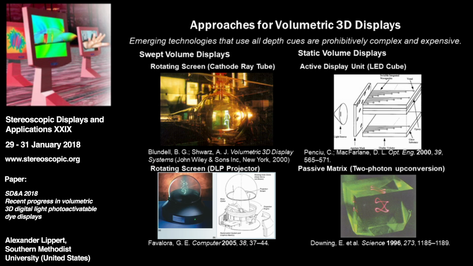More modern manifestations of this use a high-speed DLP projector, and we've seen this in a couple of talks already, and for us at least, this is a well-characterized benchmark that we aspire to. There are also static volume displays and active display units, but as chemists, we were really attracted to a type of display that uses 2-photon upconversion to generate 3D images.